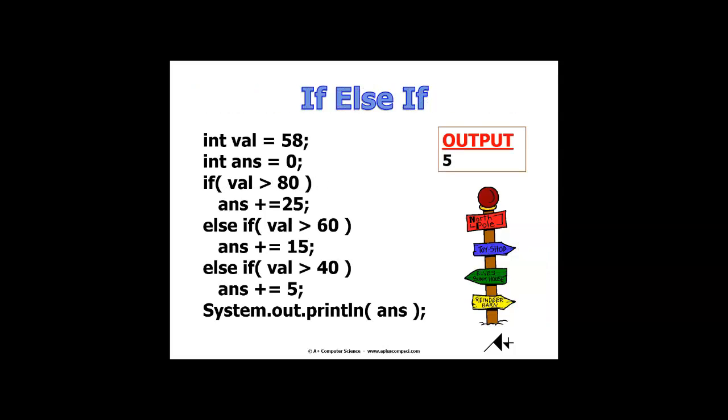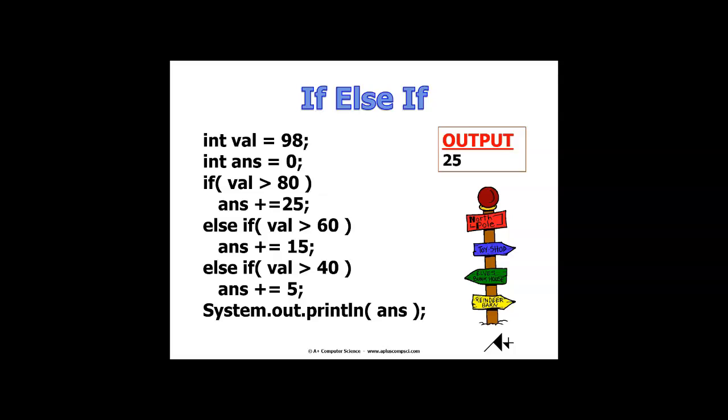Okay, so here we have val at 58, answer at 0. If val is greater than 80, it's going to add 25. If it's greater than 60, it's going to add 15. If it's greater than 40, it's going to add 5. So it comes through with 58. 58 is not greater than 80. 58 is not greater than 60. It is greater than 40, so it adds 5, prints out 5. So any of the checks can be true, but more than one of them cannot be true.